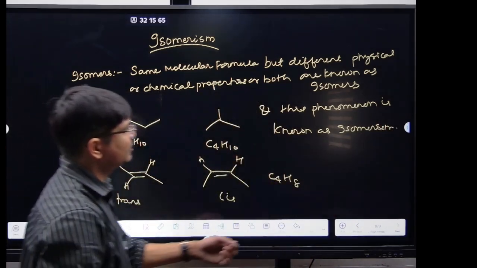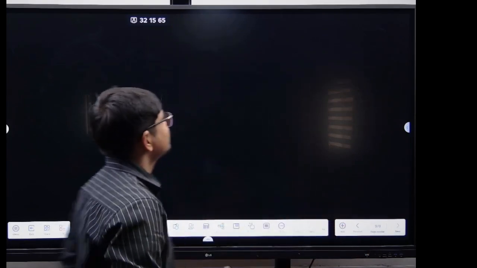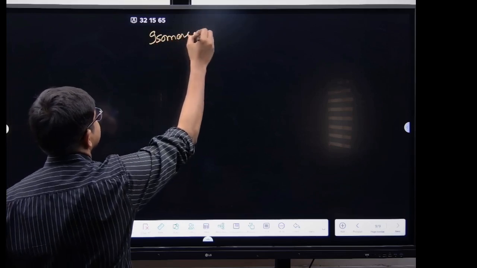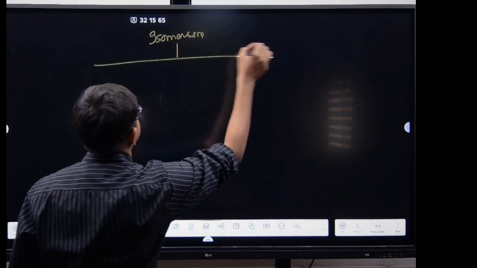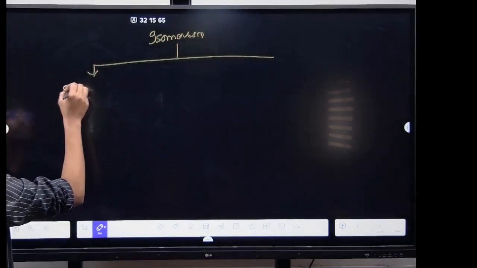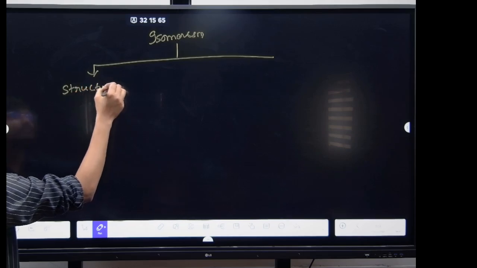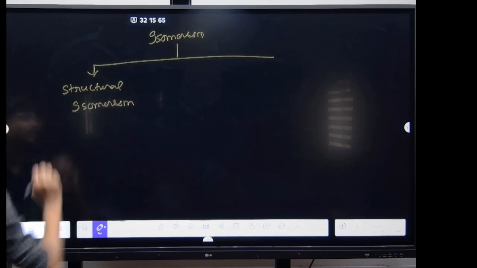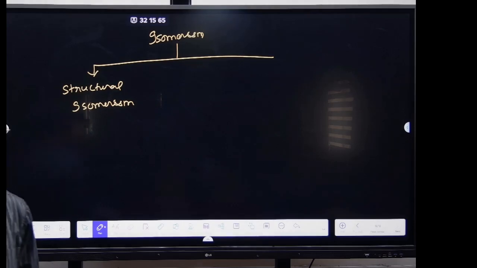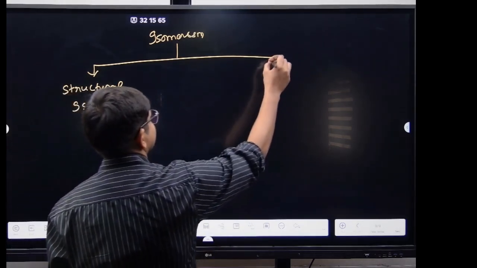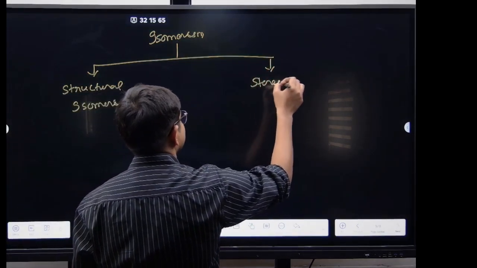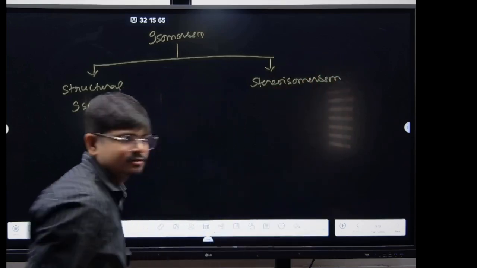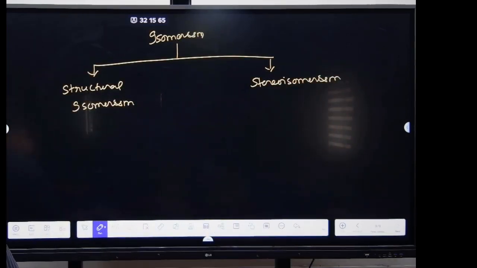Now see ahead here, this isomerism can be classified like this. First one you have to write is structural isomerism. Understood? Then you can write this one as stereoisomerism.